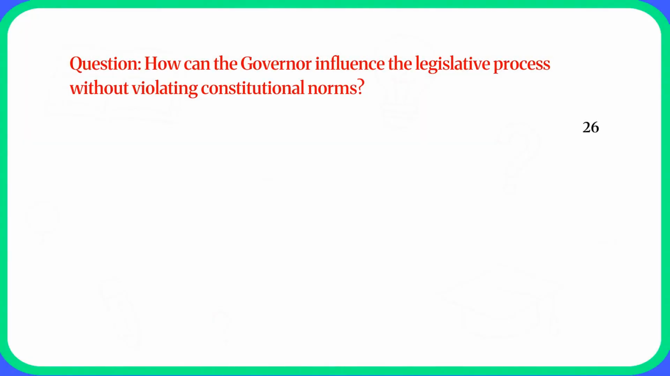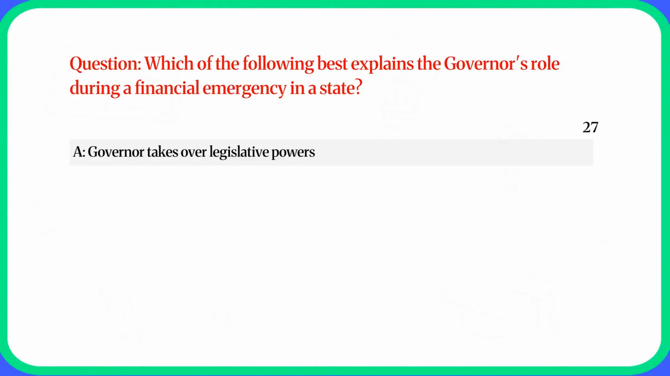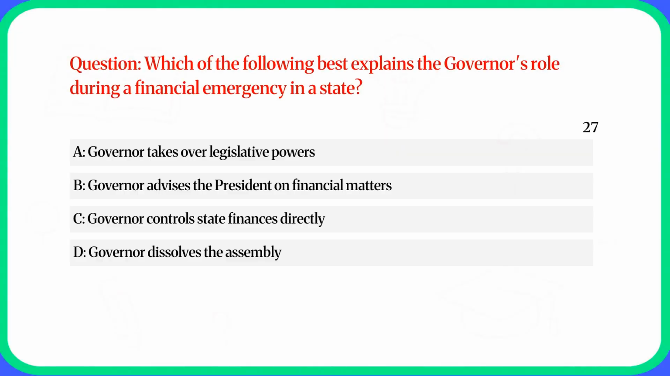Question. How can the governor influence the legislative process without violating constitutional norms? Answer A. By recommending reconsideration of bills. Question. Which of the following best explains the governor's role during a financial emergency in a state? Answer B. Governor advises the president on financial matters.